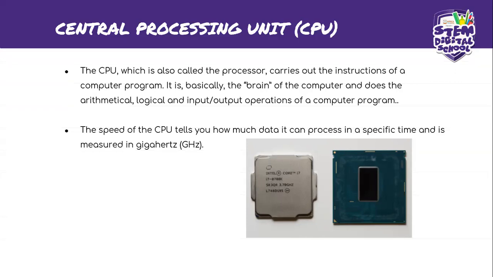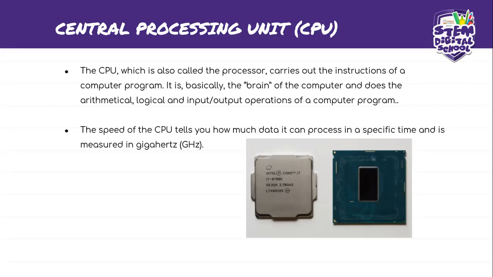Okay, now how do we measure the speed of a CPU? The speed of the CPU tells you how much data it can process in a specific time and is measured in gigahertz. In tests, like the theory test, the question always comes up: the speed of a CPU is measured in what? In gigahertz, so you must know. Right, so if you want to say something, guys, please say it.